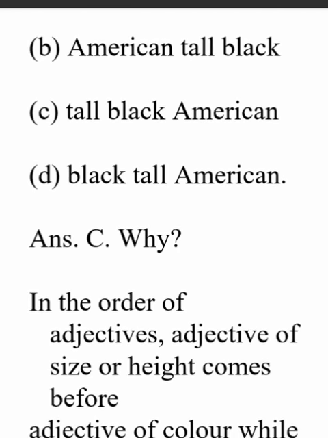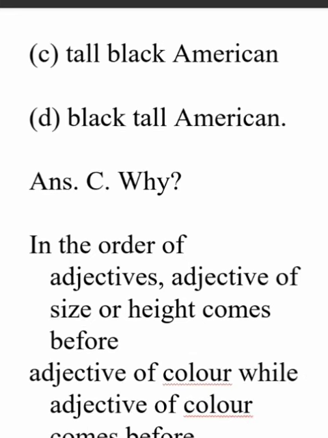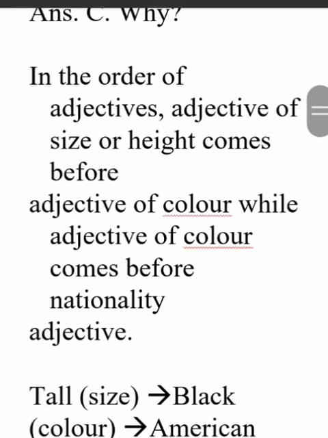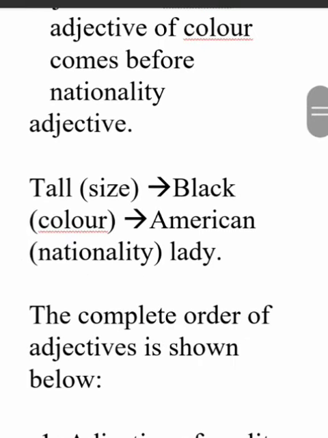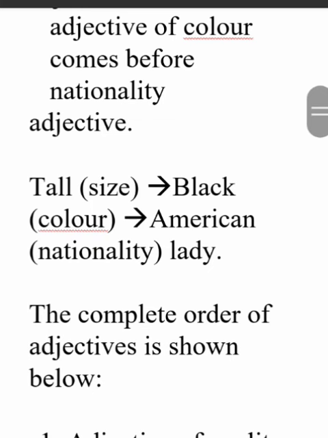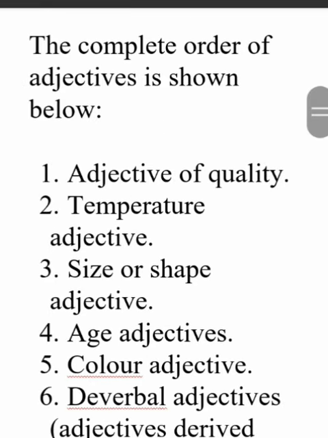In the order of adjectives, adjective of size or height comes before adjective of color, while adjective of color comes before nationality. Adjective: tall, that is size; black, that is color; American, that is nationality; lady. The complete order of adjectives is shown below.